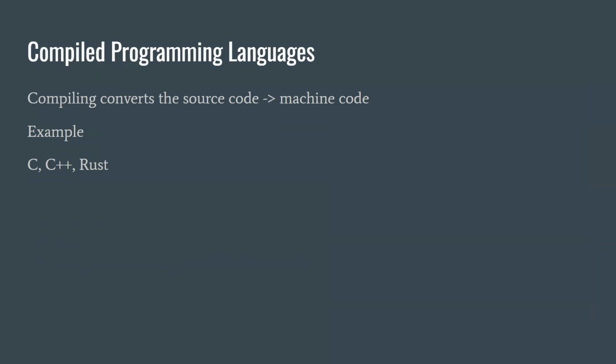And here's another one, compiled programming language. The characteristic of a compiled programming language is that it converts the source code into machine code through compilation. And some examples of languages would be C, C++, Rust.